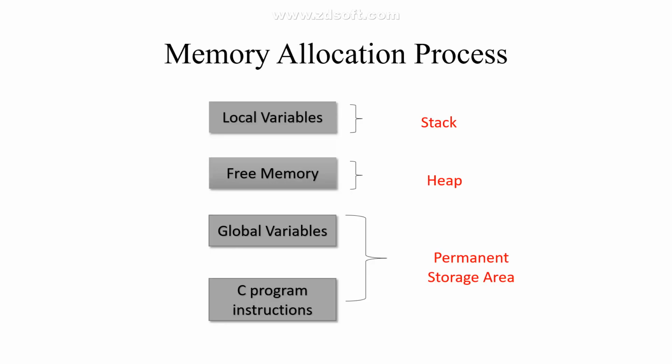This is the memory allocation process. It has four stages. There are local variables, free memory, global variables, and C program instructions. Local variables is the stack. Free memory is the heap. Global variables and C program instructions is the permanent storage area.